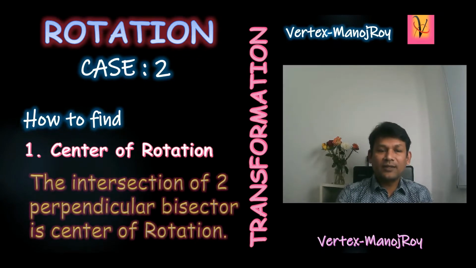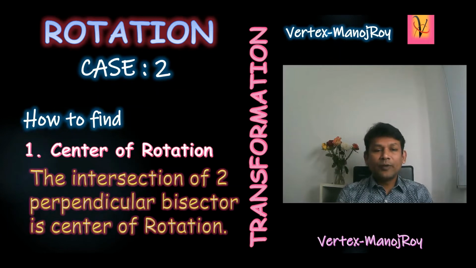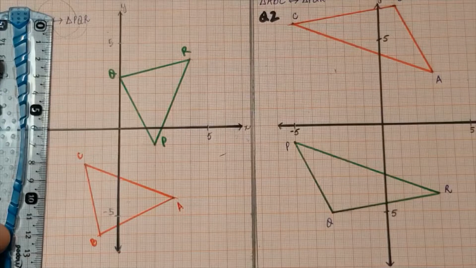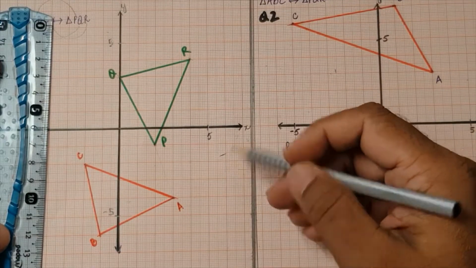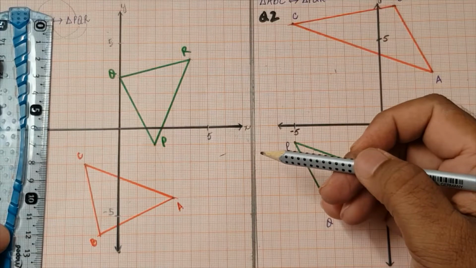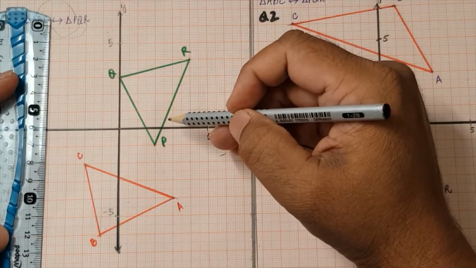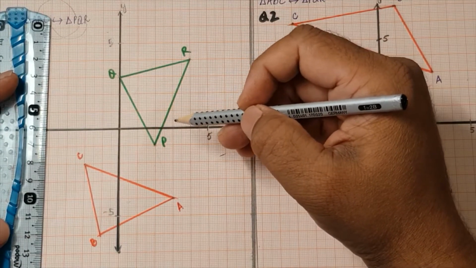You should read this statement: the intersection of two perpendicular bisectors is the center of rotation. Please note, the intersection of two perpendicular bisectors, and I am going to explain how we can draw them. So you have seen how we can find the center of rotation. We need two perpendicular bisectors, and the intersection of the two perpendicular bisectors is the center. Okay, let's start.